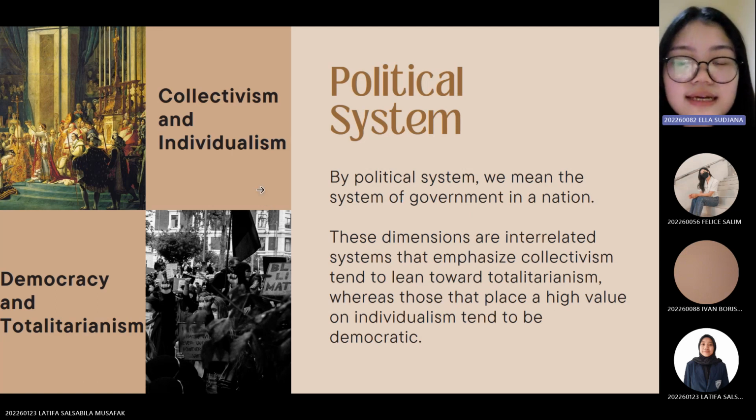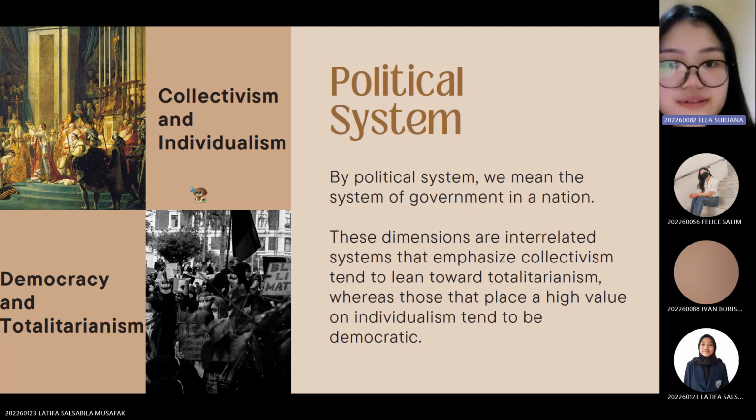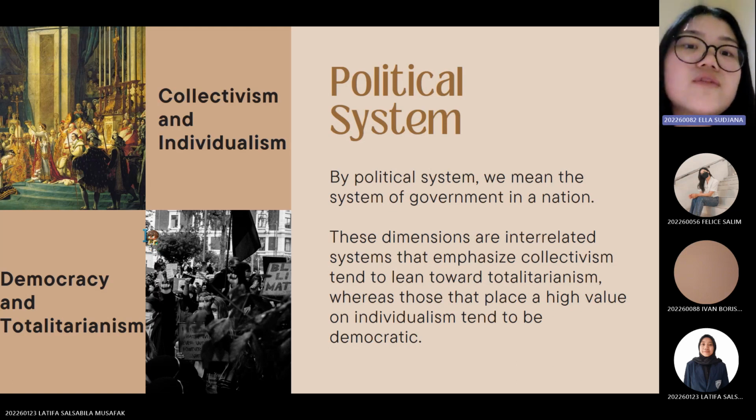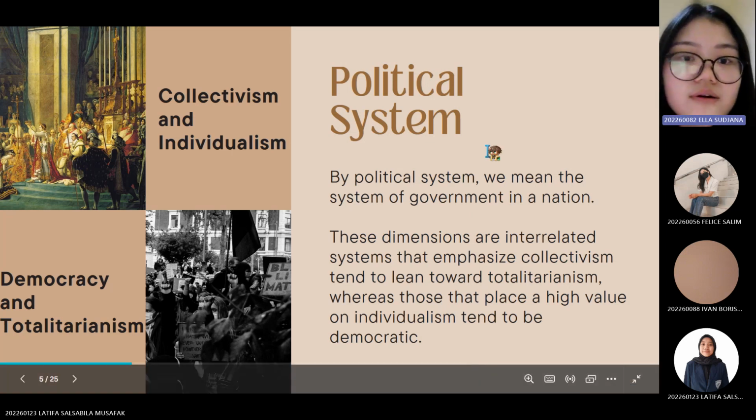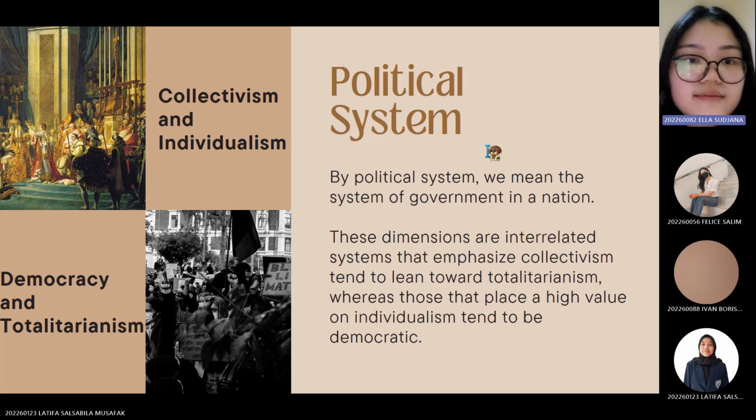So from the example I mentioned regarding Zimbabwe's history, we can conclude that a political system shapes its country's economic and legal systems. A political system itself can be defined as the system of government in a nation. So it's basically how a government rules over a nation. Political systems can be assessed according to two dimensions. The first is collectivism and individualism, and the second is democracy and totalitarianism, which we will dive deeper into on the next page. These two dimensions are interrelated. Systems that emphasize collectivism tend to lean toward totalitarianism, whereas those that place a high value on individualism tend to be more democratic.